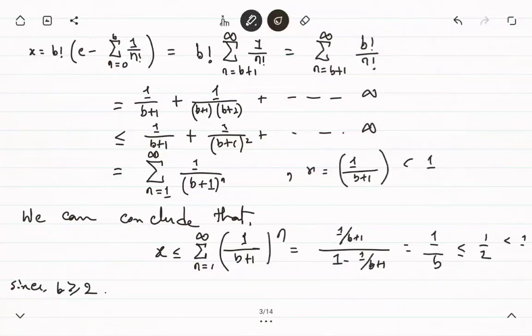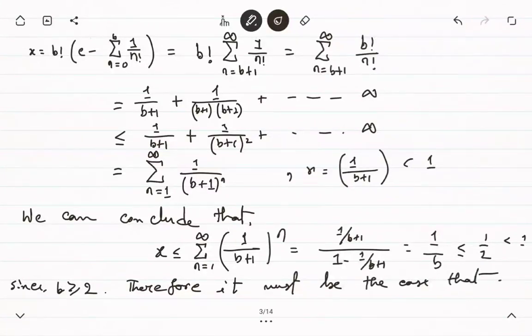So it must be the case that e is irrational. We are done. This is one of the ways to prove that e is irrational.